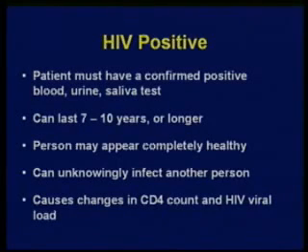So to be HIV positive means one must have a confirmed positive blood, urine, and saliva test, and that this state can last 7 to 10 years or longer, and I'm going to show you examples of where it's longer or shorter, but the person may appear completely healthy. Also know that the HIV positive patient can unknowingly infect another person, and it causes changes in CD4 and HIV viral load.